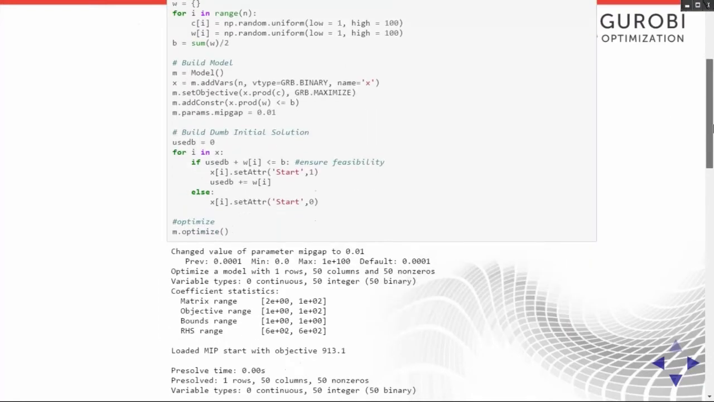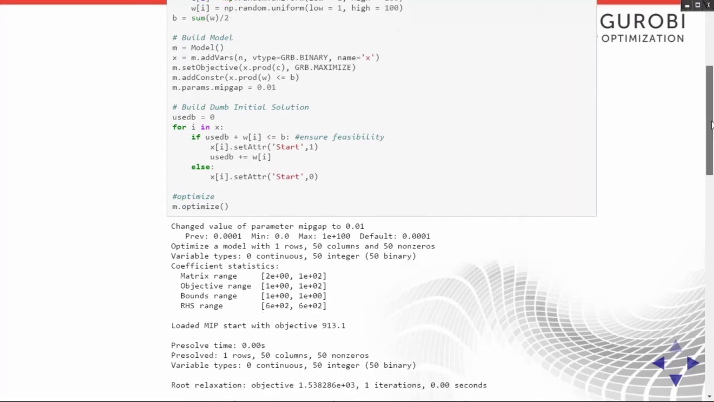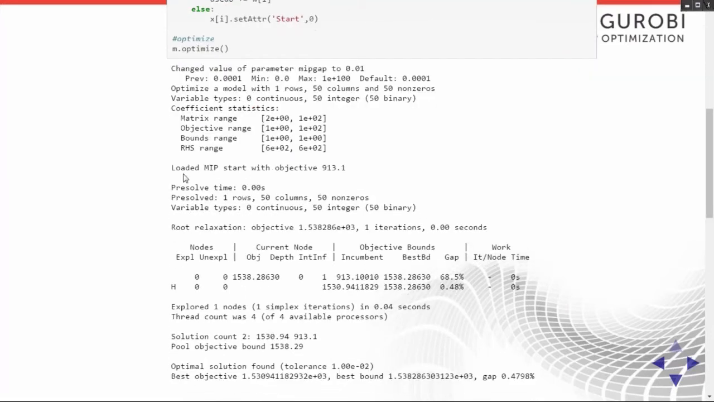If you look at the log, you right away see that even before the optimization is performed, you get a message: your starting solution was considered and has an objective value of 913.1 in this case. And actually, when you start the optimization, the first solution is that solution, because none of the starting heuristics got anything better. But right away, in the root node, we already get, probably by rounding, a very good solution with a gap of below 0.5%.